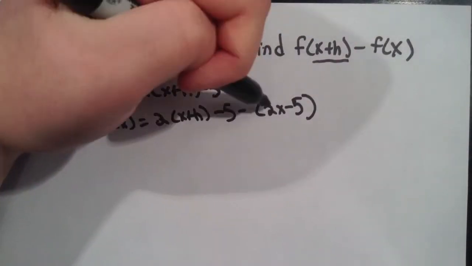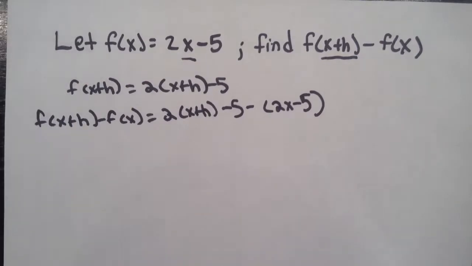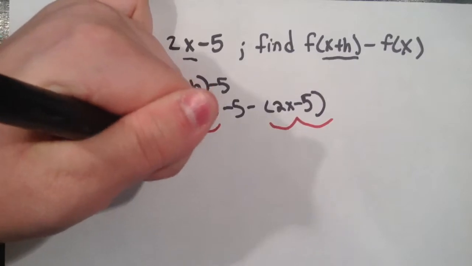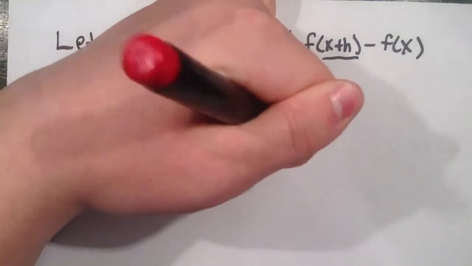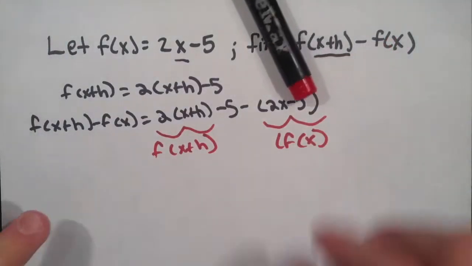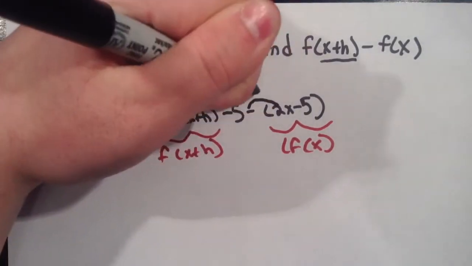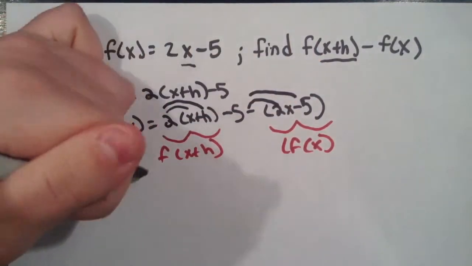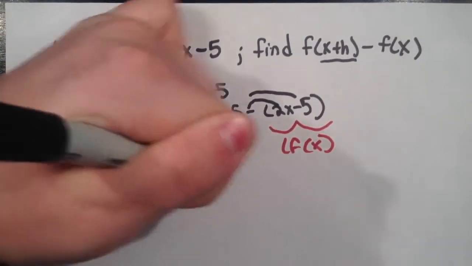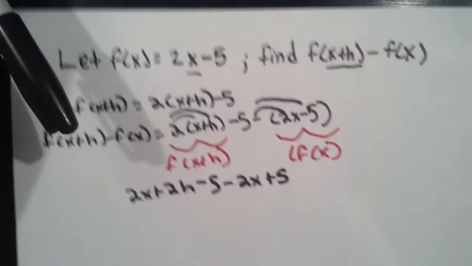Don't forget to put this into parentheses to show that you have to distribute the negative. So you have f of x plus h and f of x. The next part is to distribute. So you're going to distribute the 2 to the x and the h, and the negative to the 2x and the negative 5. So you have 2x plus 2h minus 5 minus 2x plus 5, because it's a negative and a negative.